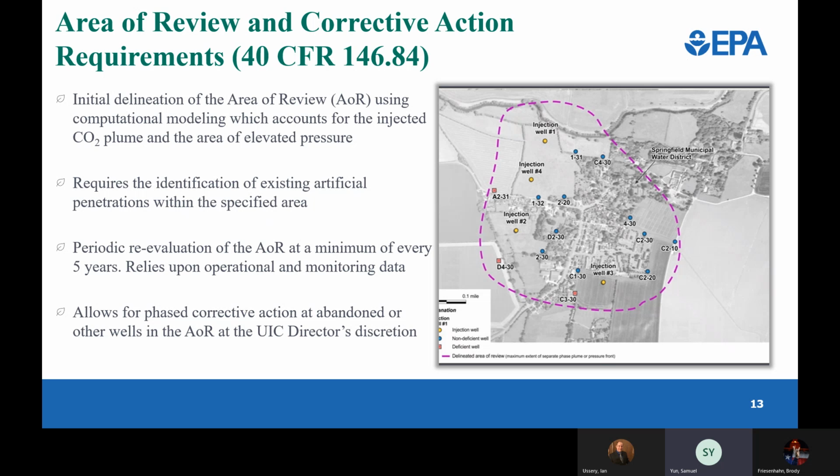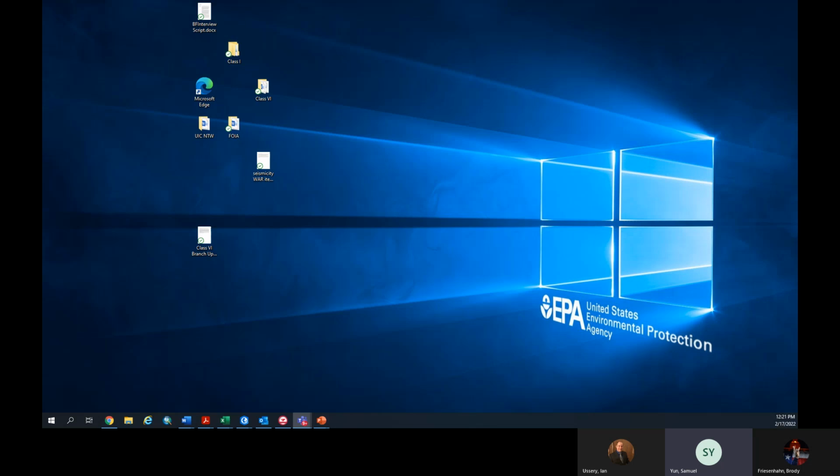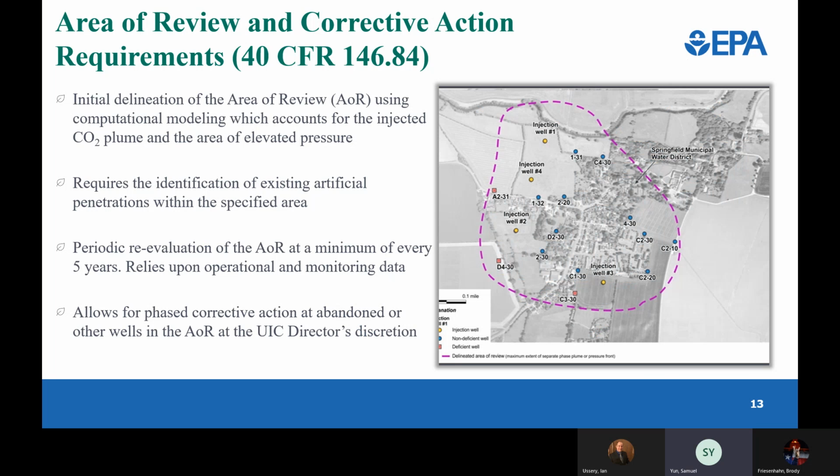Regulations require initial delineation of the area of review using computational modeling, which accounts for the injected CO2 plume and the area of elevated pressure. They also require identification of existing artificial penetrations within the specified area and periodic reevaluation of the AOR at a minimum of every 5 years. The reevaluation relies upon operational and monitoring data. The regulations allow for phased corrective action at abandoned or other wells in the AOR at the UIC director's discretion.